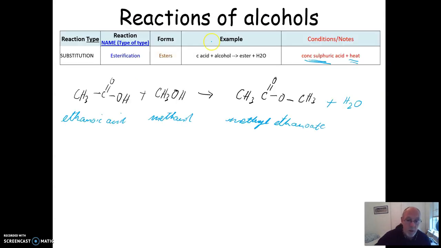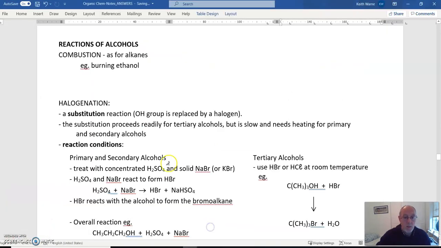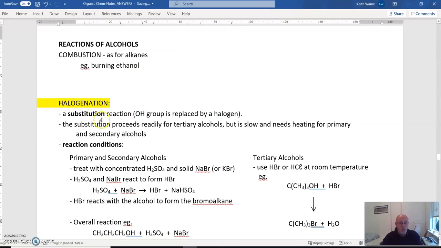I'm going to jump back just very quickly and go and look at the notes. We'll keep the annotations there. Let's go and have a look at the notes and see what they say about the reaction of alcohols. Yep, halogenation. Okay, we've spoken about that. Substitution, because the halogen went on and the OH group came off. Proceeds readily for tertiary alcohols. Like I said, that happens at room temperature, but slow and needs heating for primary and secondary.